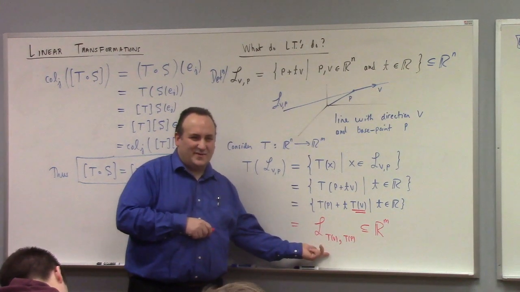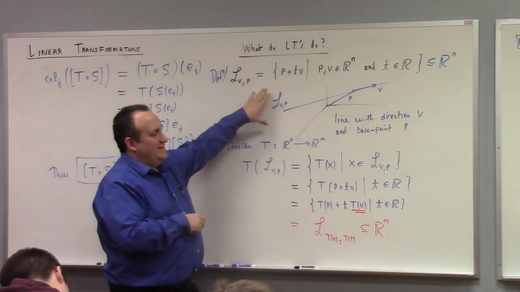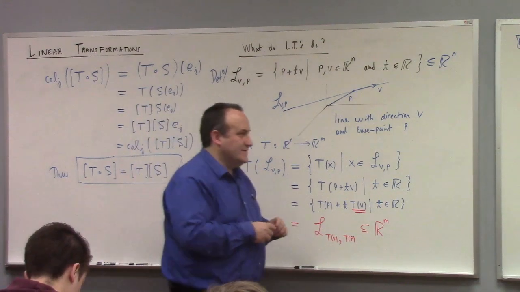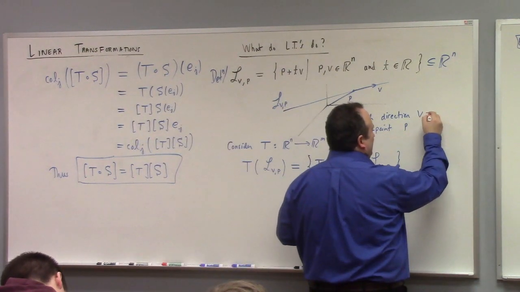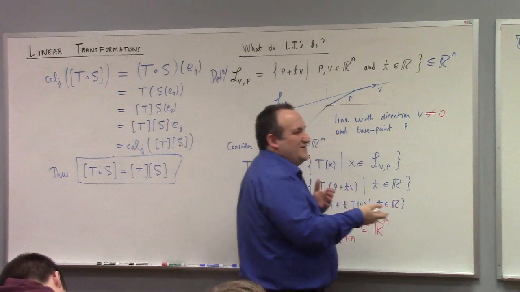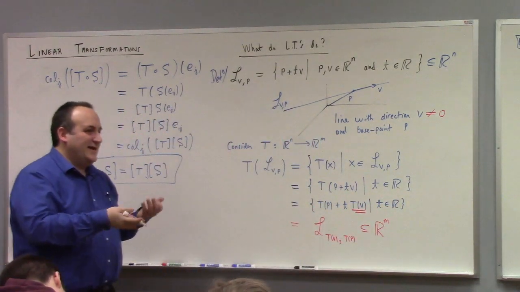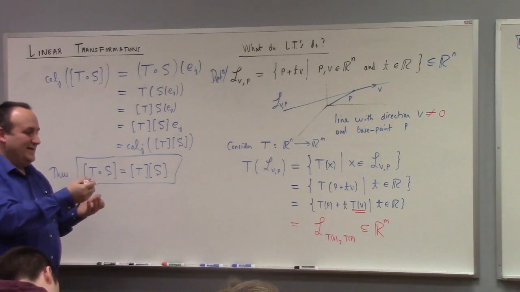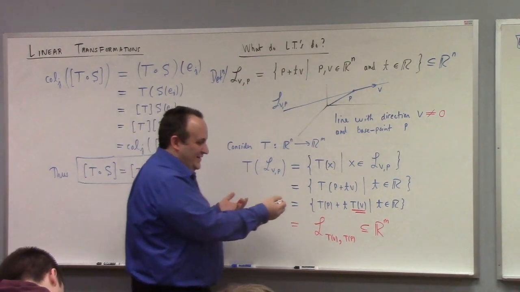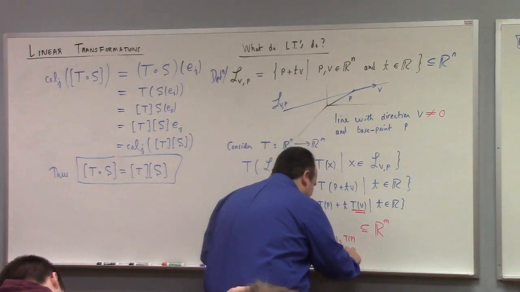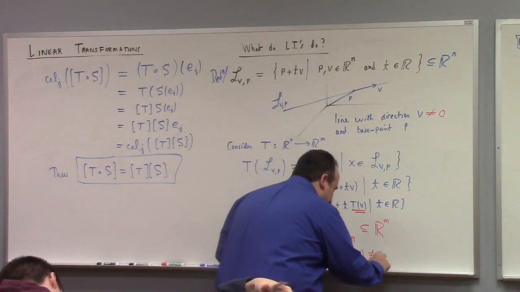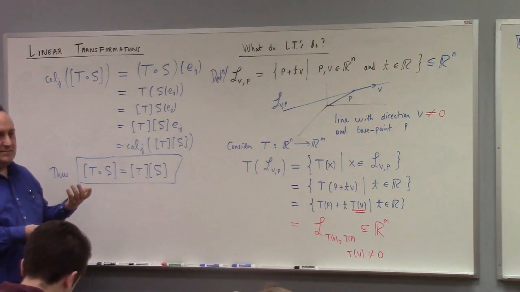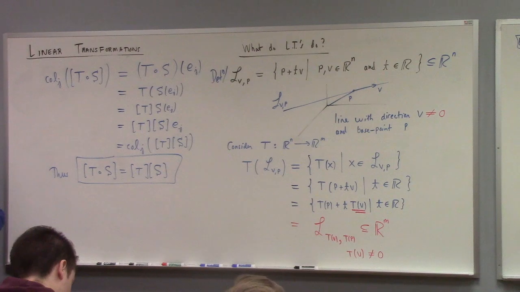I say it's a line, but even up here, for this to be a line, what do I really need? There's a little fine print that needs to be attached to that. We need v is not equal to 0. If the direction vector v is equal to 0, it's not really a line we're talking about. It's just a point in space. And similarly here, I really need that T of v is not equal to 0. Because if T of v was equal to 0, it wouldn't be a line. It'd just be a point.